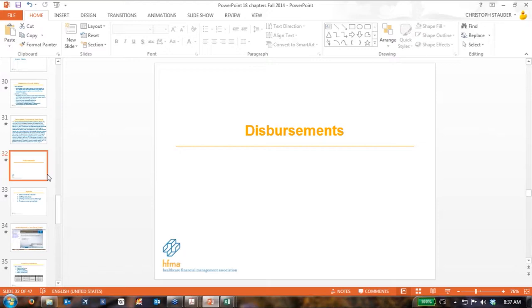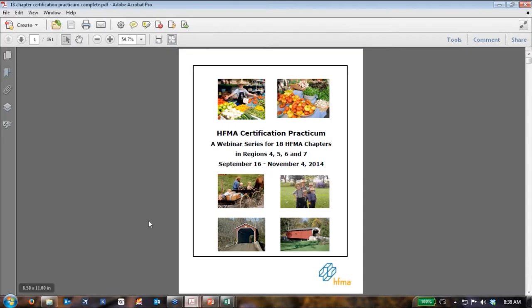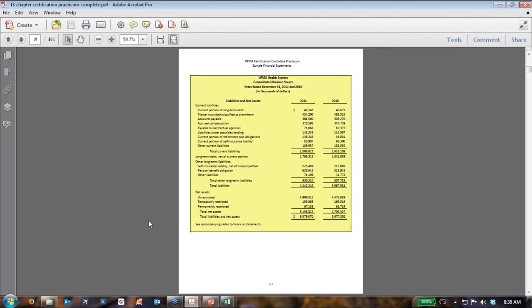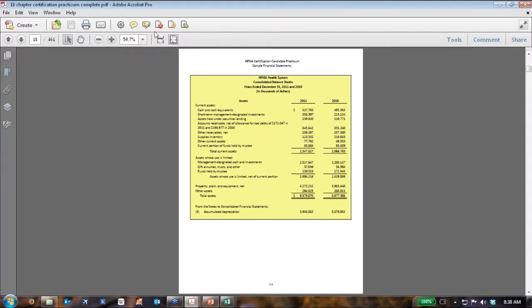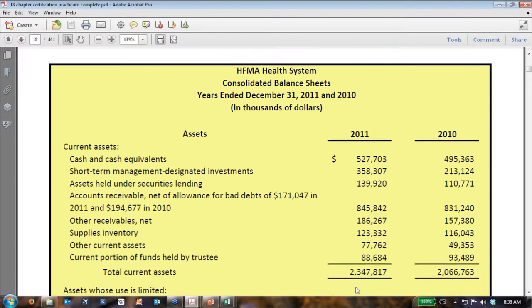We want to go, though, right now into the quantitative topic that we want to cover, which has to do with inventory valuation. Do you remember from the first webinar that inventory is really not a big deal for a healthcare organization? Let me just prove that to you by going back to the financial statements that we looked at. We need to look at the current asset section here. Notice that of our $2.3 billion of current assets, our supplies inventory is only $123 million.